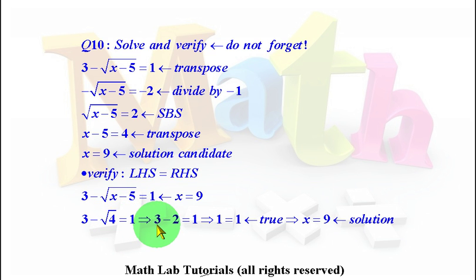On the left, we get 3 minus 2. On the right-hand side, we have 1. And on the left, we get 1. On the right, we get 1. Of course, that's a true statement. And we conclude that our solution candidate, x equals 9, is indeed the solution to our problem.